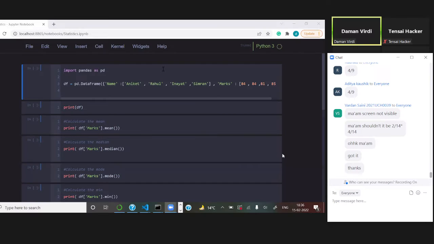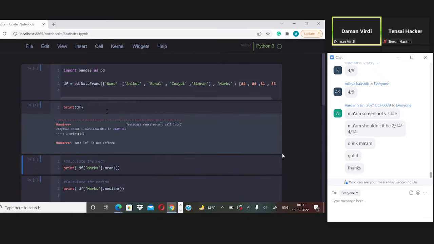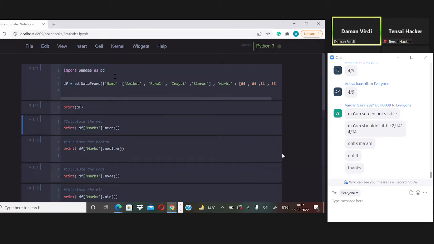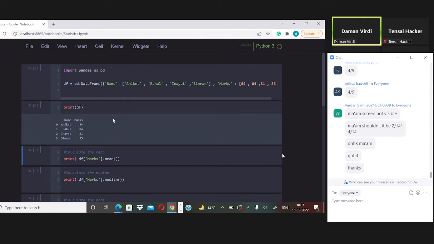In the next class, we'll see how to create a data frame. Apart from data frame, let us suppose a data frame is like this. So basically, data frame is where your values are stored in the form of rows and columns. So from here, this is a data frame.